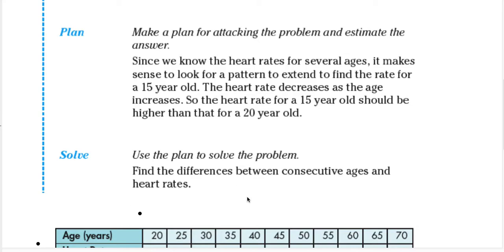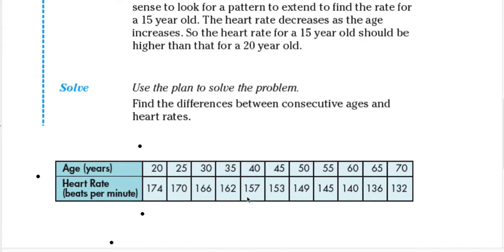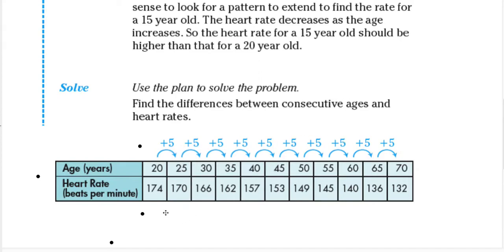Use the plan to solve the problem. Find the differences between consecutive ages and heart rates. And look at the top part. In the consecutive ages, you add 5 every single time. And in the heart rate, you subtract 4 from 20 to 25, or 174 to 170, 170 to 166, 166 to 162, and then look what happens. You begin to subtract 5. Then you subtract 4 again for 3 more age intervals, and then you subtract 5. Okay, and then the pattern continues.